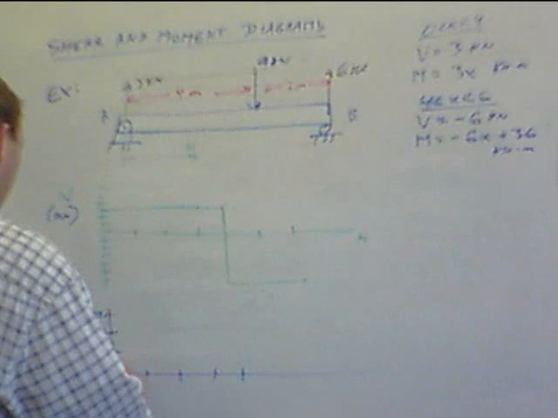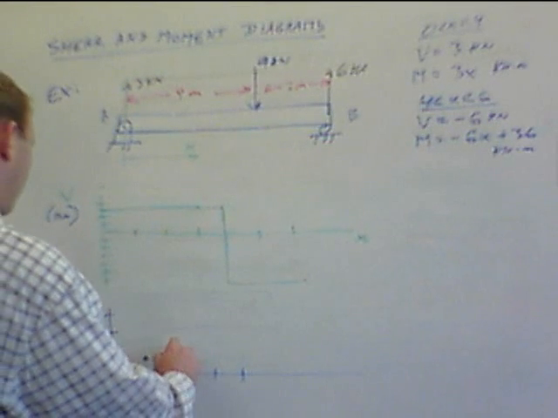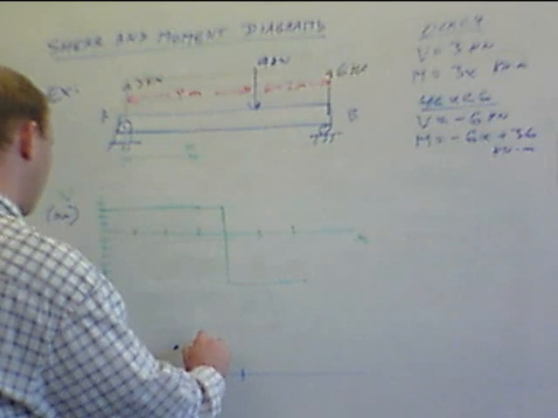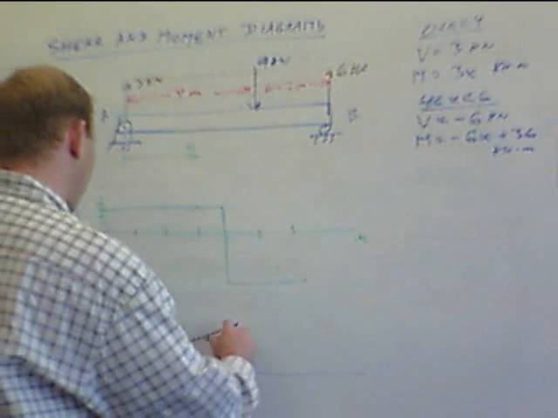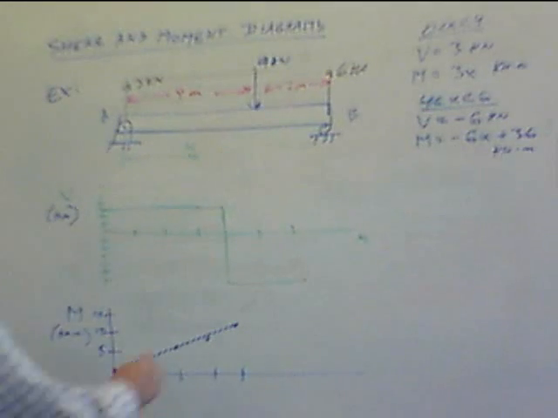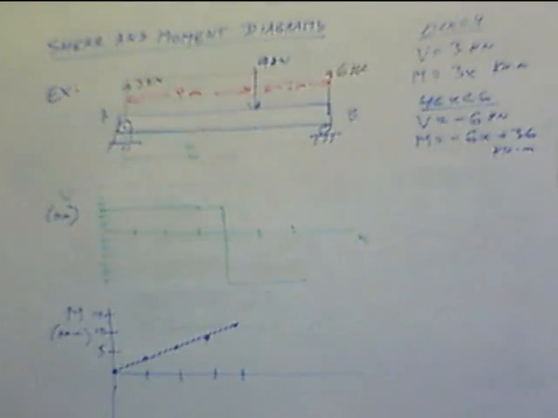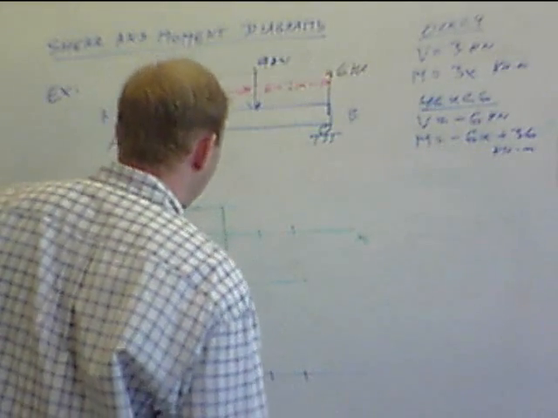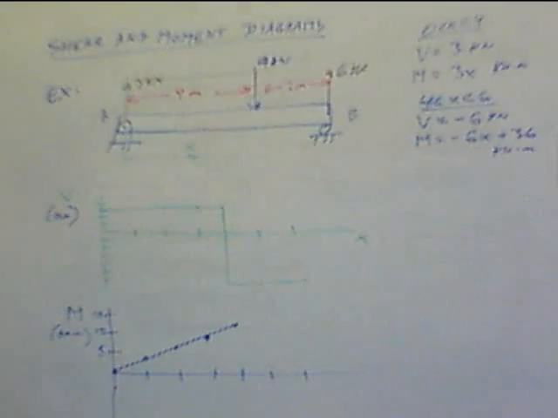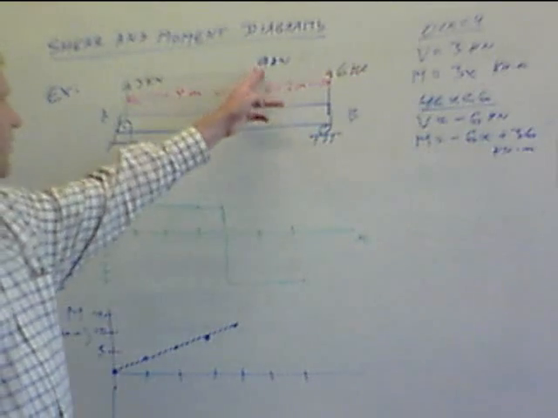So it's 0 at 0. At 1, we're going to have 3. At 2, we're going to have 6. 3, 9. 4, 12. We're going to have a nice straight line here. Okay. And that should be on the line. Then what's going to happen is we're going to have minus 6x plus 36. Or 36 minus 6x. That's fine. We're going to go from 2 more points here.